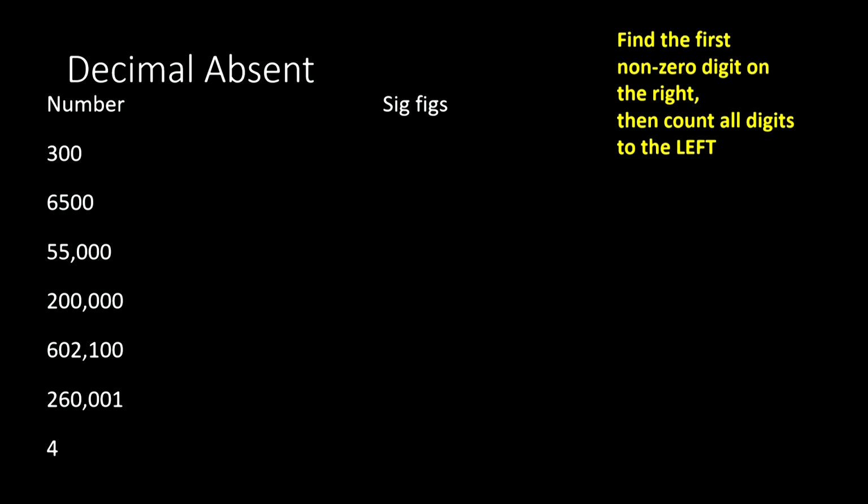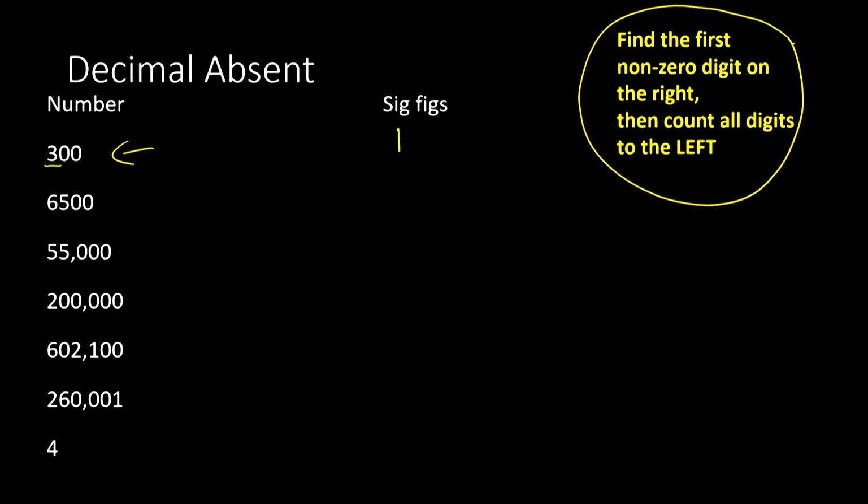So here we have a list of numbers, and again, in all of these numbers the decimal point is absent. So our rule is we underline the first non-zero digit on the right-hand side of the number, and then we count to the left. In our first one, we have 3, so that means that we have one significant figure.